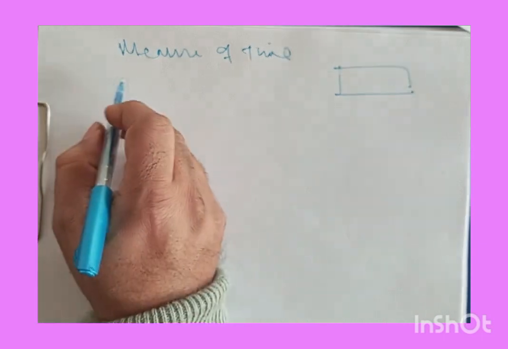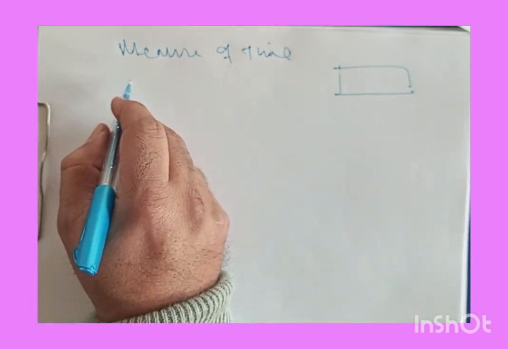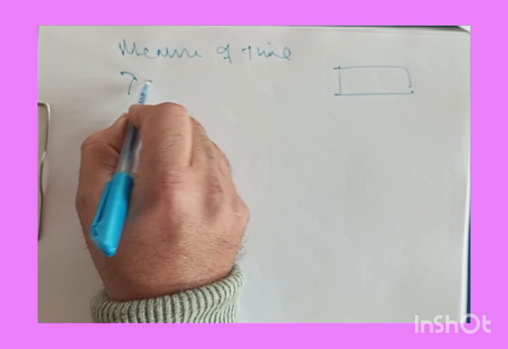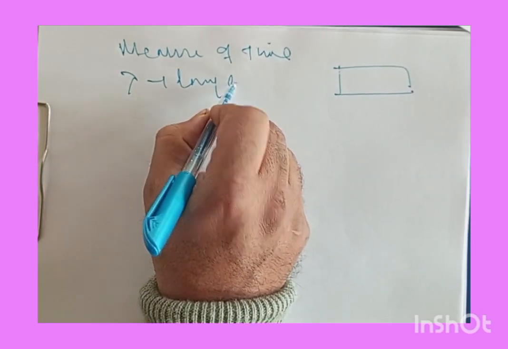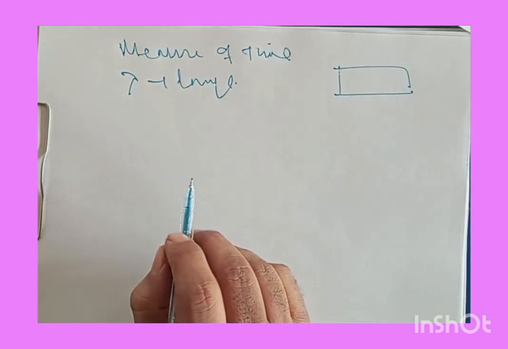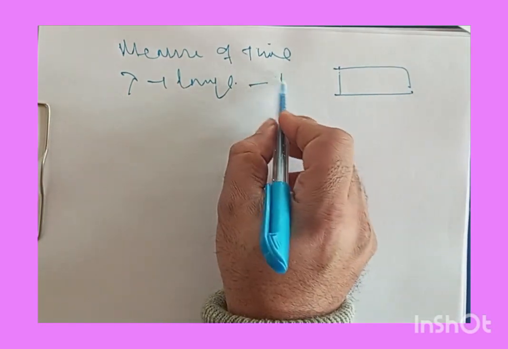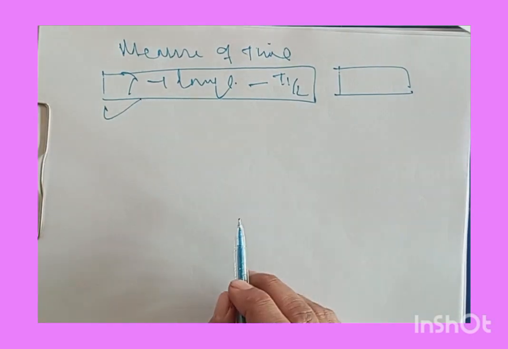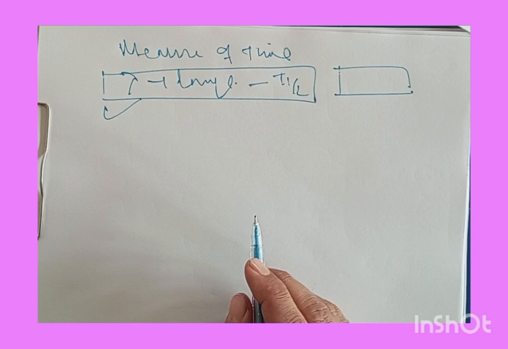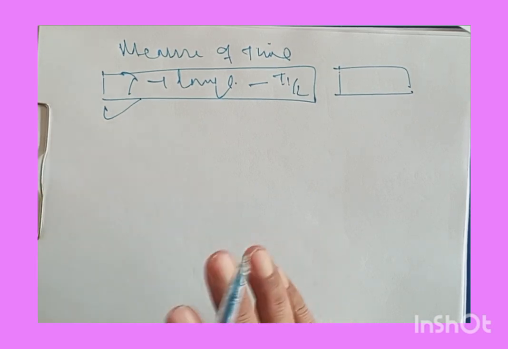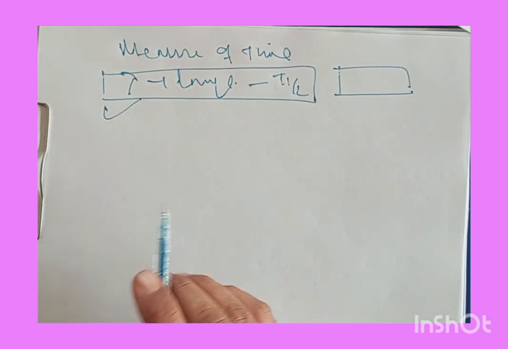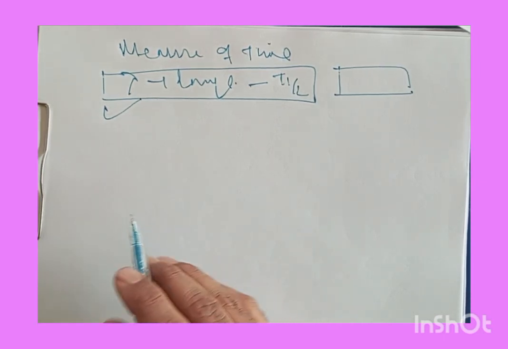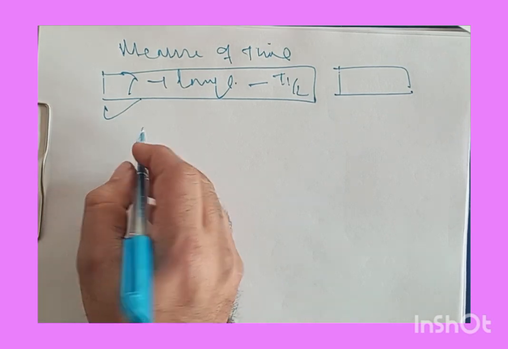And if lambda of the radioactive substance is large, suppose this lambda is large, the half-life will be small. That's clear from the equation. So for a large disintegration constant, the half-life is going to be small. It means that a radioactive substance having small half-life will disintegrate very rapidly.